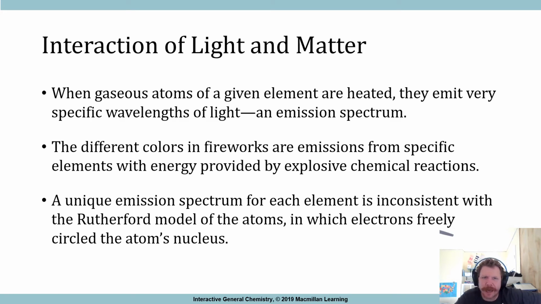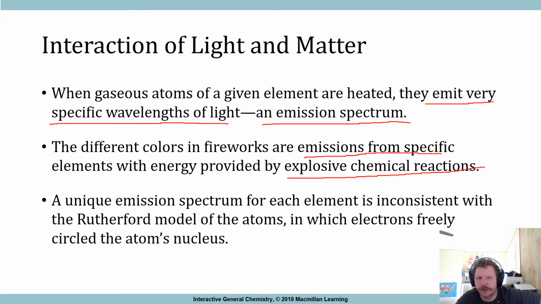When gaseous atoms of a given element are heated, they emit very specific wavelengths of light. This is called an emission spectrum. The different colors in fireworks are emissions from specific elements with energy provided by explosive chemical reactions. A unique emission spectrum for each element is inconsistent with the Rutherford model of the atom.